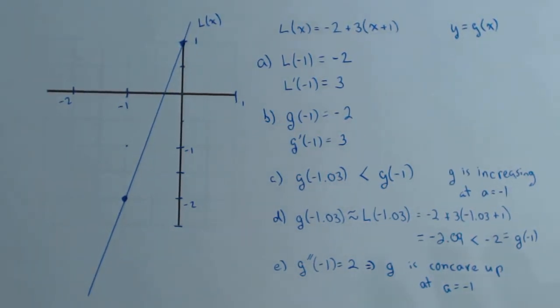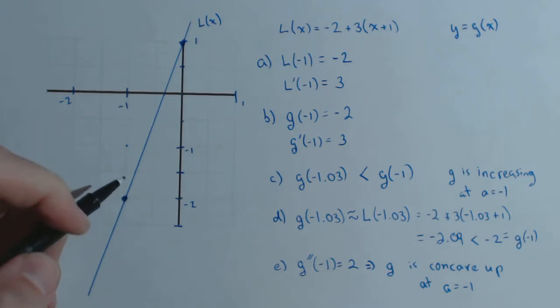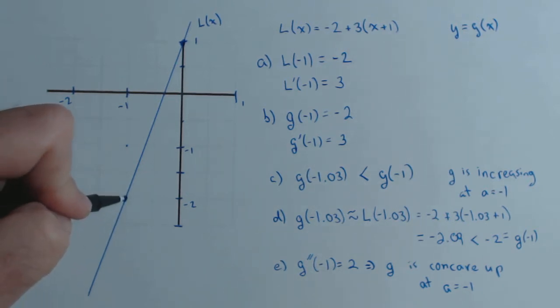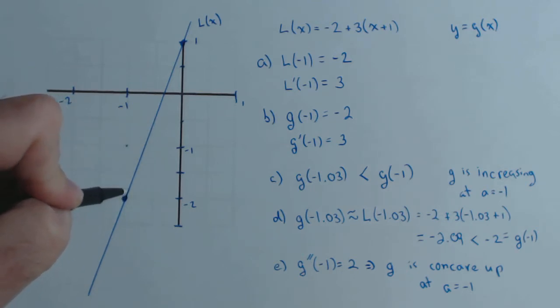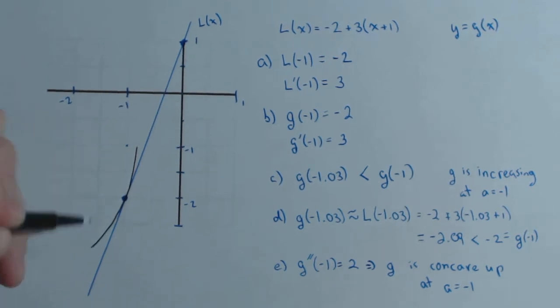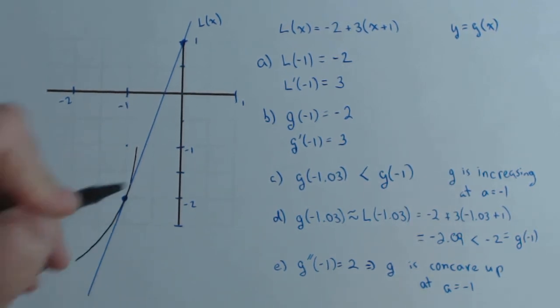Now, we wanted to try and get an idea of what our original function is looking like. Well, we only know what's going on around our point of tangency. And what do we know? Well, we know it shares this point, it shares this slope, and also that the second derivative was positive, so it needs to be concave up. So it's going to sit above our tangent line. So one possibility is it might look like this around -1.